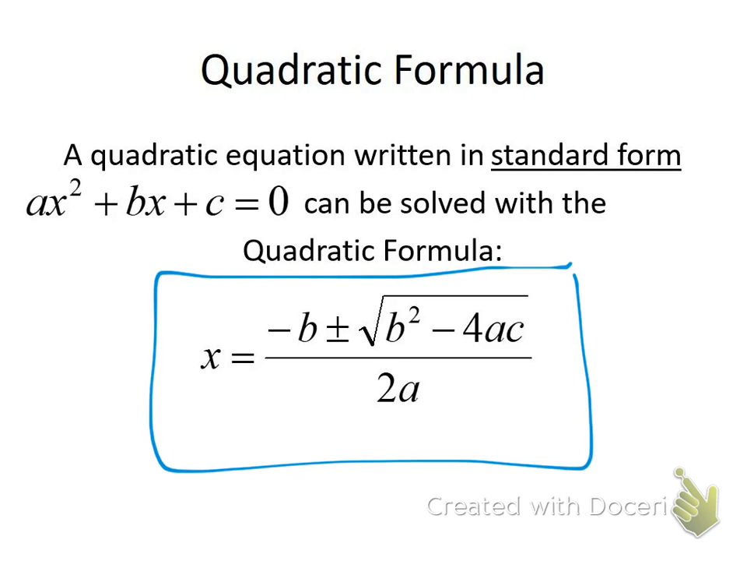When we use the quadratic formula, we are identifying the a, b, and c from our quadratic equation in standard form and plugging them in. So we plug into the b in both places, we plug into the a in both places, and we will also plug into the c. So all of those get replaced with numbers.